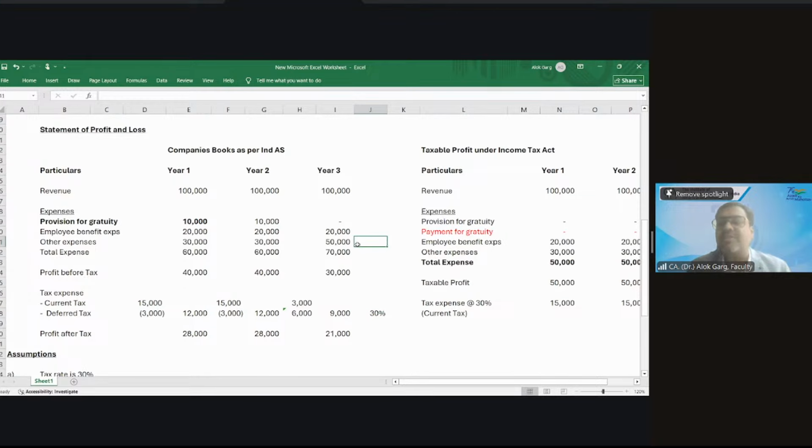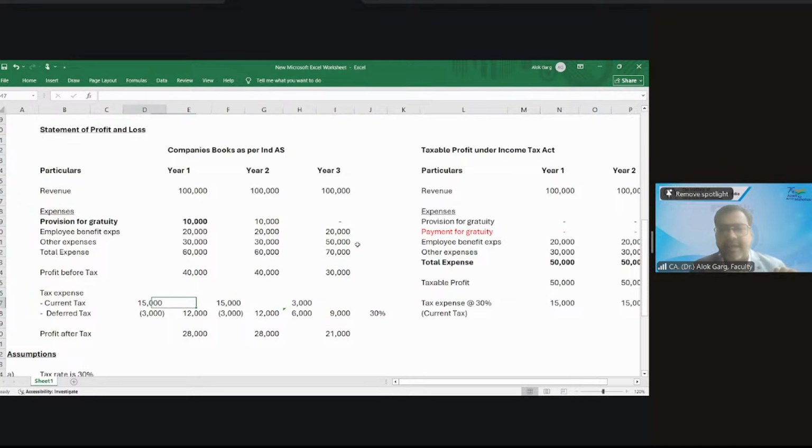Which will change, which can change, right? Okay, so friends, how this income tax provision and this accounting provision is matched. How this is mitigated? This is mitigated through the concept of deferred tax, right? So deferred tax is an accounting concept, and current tax is an income tax concept, right?